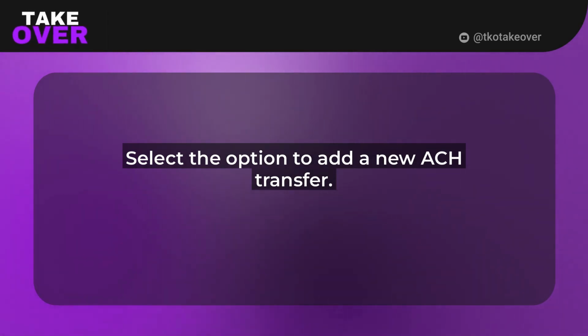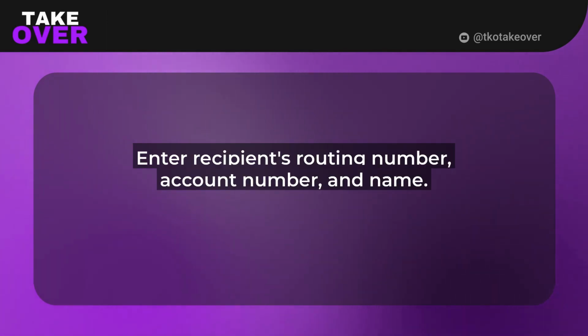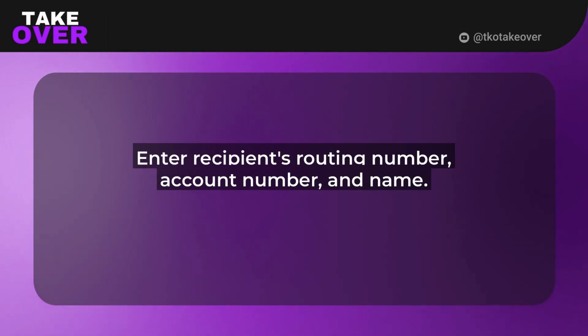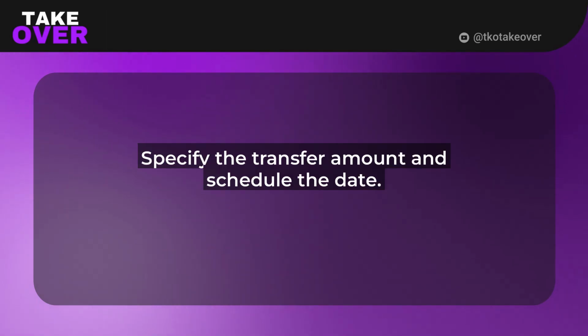Now, specify the amount you want to send and choose when the transfer should happen. Ally often lets you schedule it for the same day or future dates, which is great for planning. Keep in mind that ACH transfers typically take 1 to 3 business days to process, so factor that into your timeline. Before you confirm, review all the information on the summary page. This is your last chance to catch any errors.